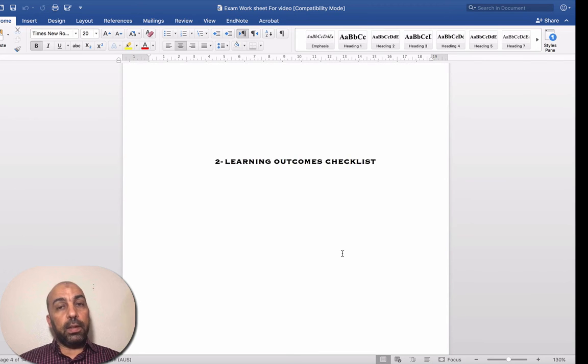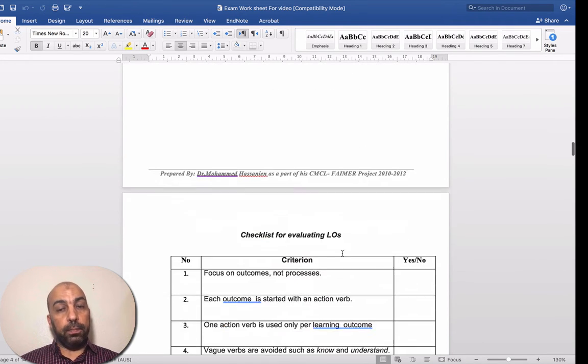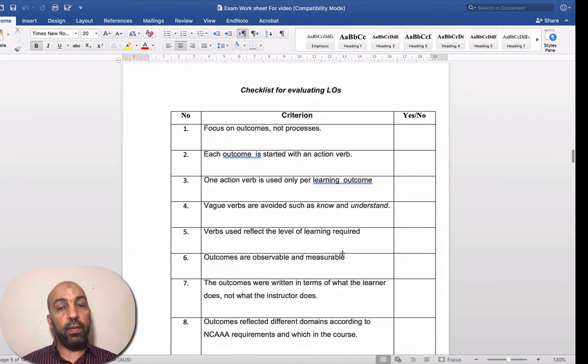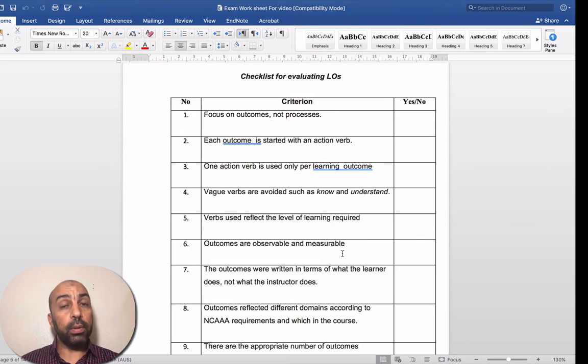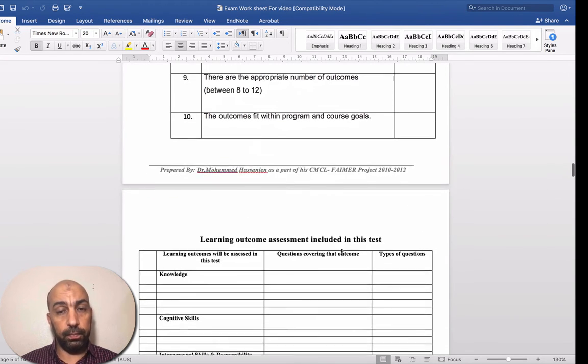The second part is the learning outcomes checklist. It includes a simple checklist for evaluating the learning outcomes. Let us emphasize here that in the exam worksheet for each exam, we will make this checklist only for the learning outcomes that will be assessed in this exam, not for all learning outcomes of the course. This is very important for us. So just check that your outcomes fulfill these criteria.